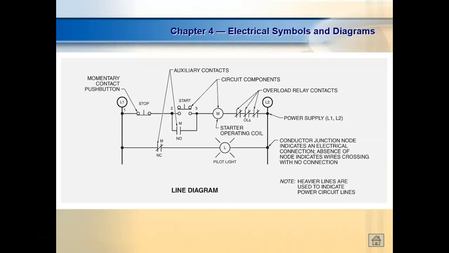And each individual circuit that runs between L1, so L1 is considered to be your hot side, and L2 is considered to be the neutral or the common side, right? And then we draw our circuits between L1 and L2. And each individual circuit is referred to as a rung.